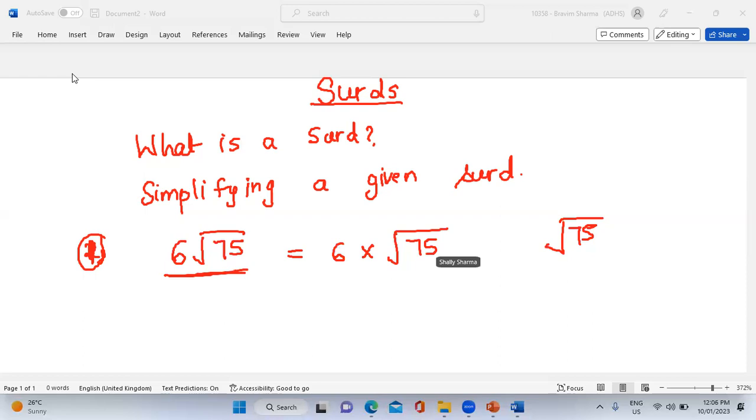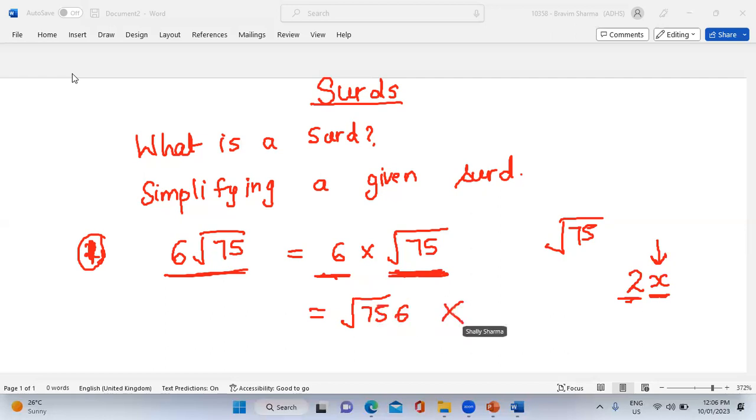The most important thing is we always write the SURD part in the end and the simple number before the SURD. You can consider the SURD part like a variable, just for your understanding. Let's say we have 2x. Here this x is a variable, so the variable is written in the end and the numbers, the constant values, are written before that. If SURD is like a variable, then the number will be written before the SURD. We will never write 75 and then 6. No, this is not the correct way to write.